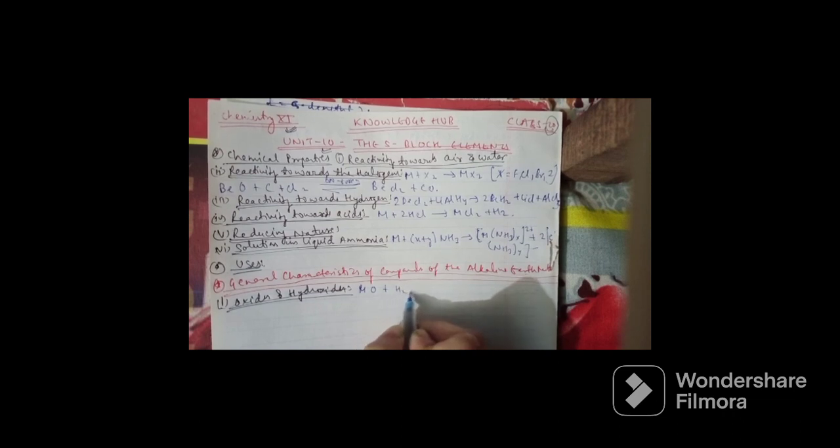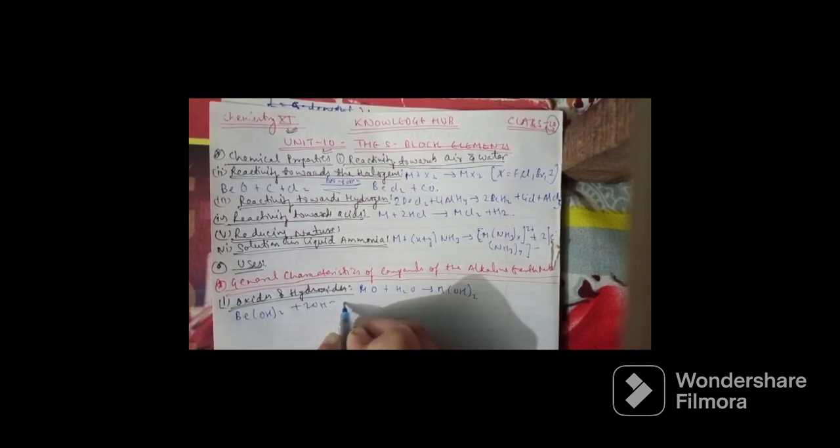MO plus H2O gives M(OH)2, where the solubility, the thermal stability, and the basic character of these hydroxides increase with increasing atomic number from Mg(OH)2 to Ba(OH)2. The alkaline earth metal hydroxides are, however, less basic and less stable than alkali metal hydroxides. Beryllium hydroxide is amphoteric in nature, as it reacts with acid and alkali both.